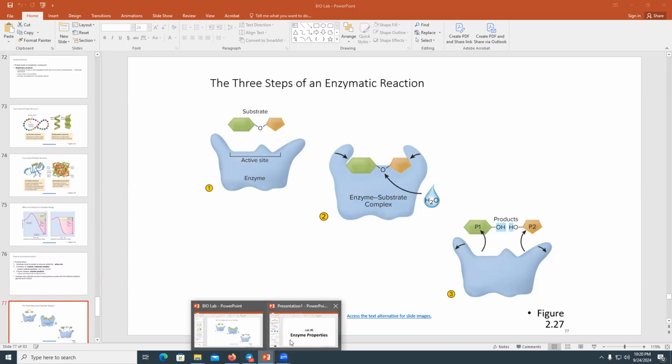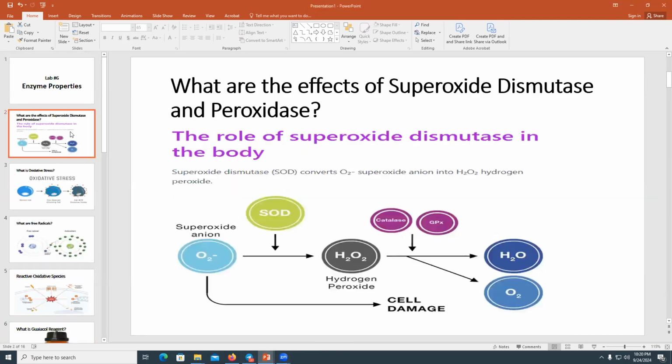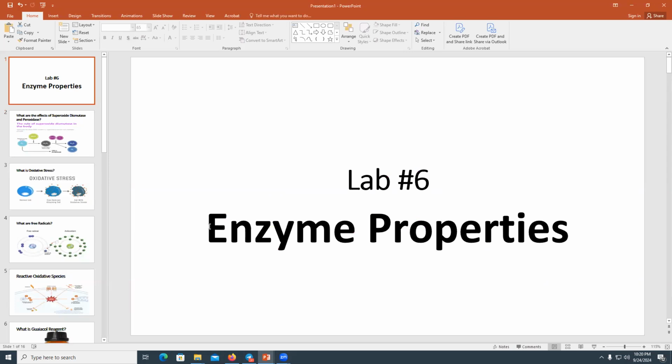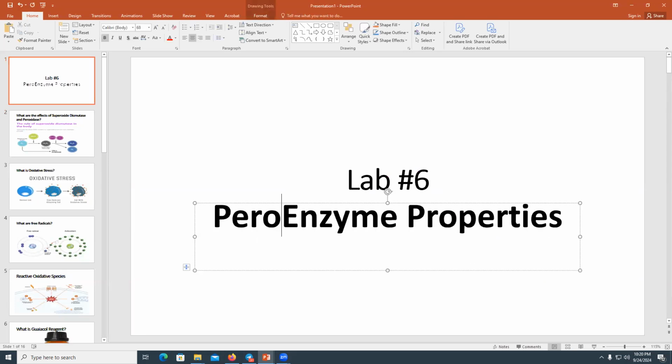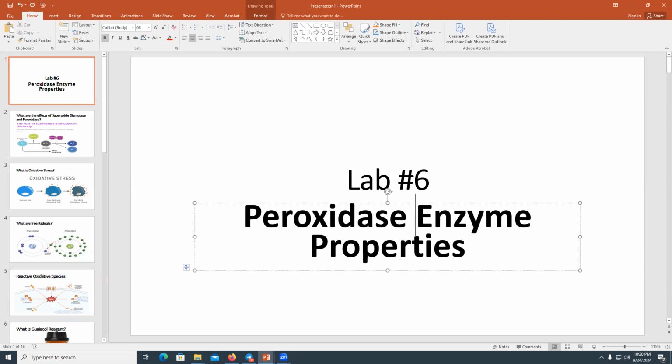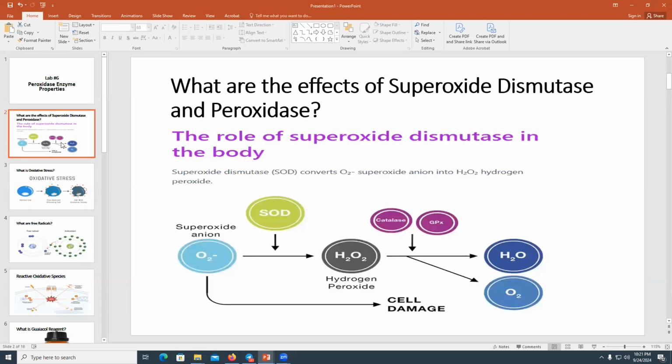So now let's go back into our lab. What are we looking at? We are looking at the effects of this very important enzyme that is a form of a catalase. Catalase is a big family of enzymes. This enzyme is known as peroxidase. So we're going to be looking at peroxidase enzyme properties.